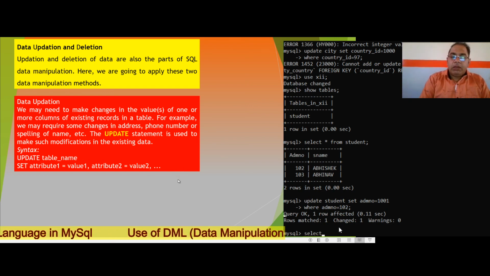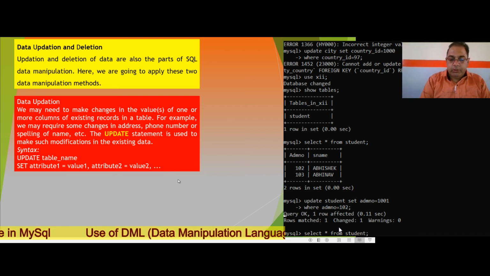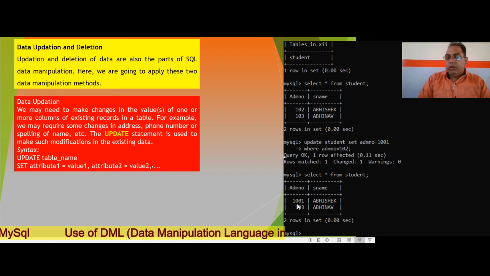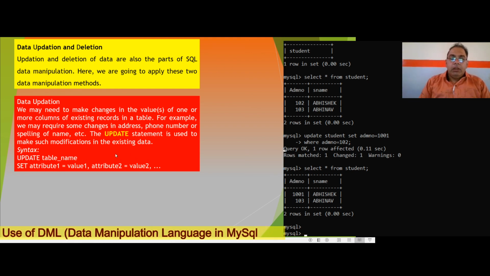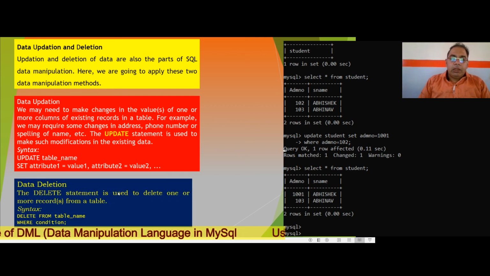If I want to see the same, select star from student. Yes, then the value is changed here. This is the update of an existing value in the table. Again, we have a delete command. A delete command is used to delete one or more records from a table.